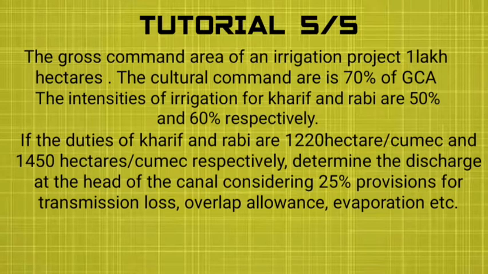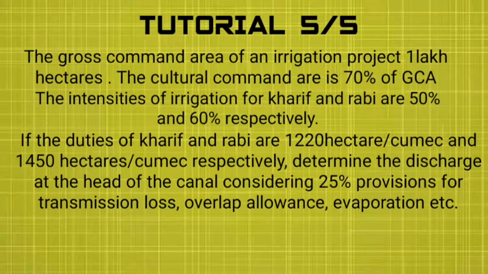So to find the required discharge for the Kharif, you can use the area of Kharif which you have found in the previous step in terms of hectares divided by the duty of Kharif crop, that is 1220 hectares per cumec. When you divide these two, you will get the answer in terms of cumec, and that will be your required discharge for the Kharif crop. Similarly, you have to find it for the Rabi crop.